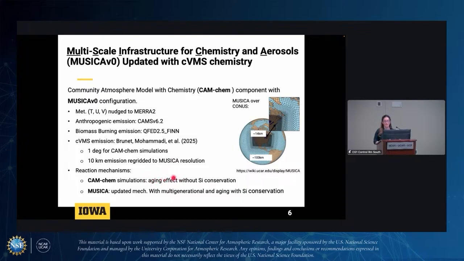We didn't consider silicon conservation in the reaction mechanism at the very first step of our simulation. And the MUSICA simulation is with a much more updated mechanism. And also we wanted to see the multi-generational aging with the silicon conservation method.